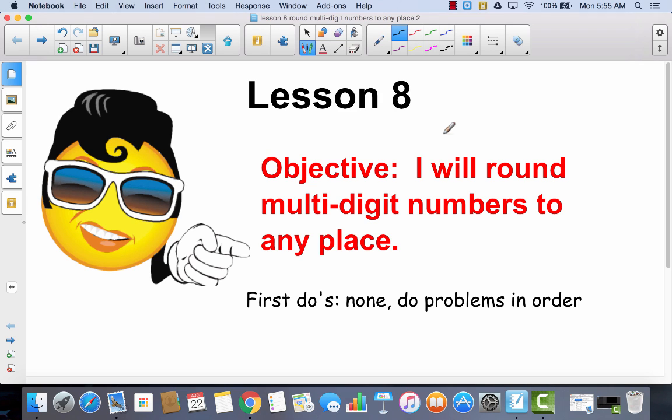Lesson 8, I will round multi-digit numbers to any place. So in Lesson 7, we learned how to round multi-digit numbers to the thousands place. And today we're going to learn to round to any place. And your first do's today are going to be none.